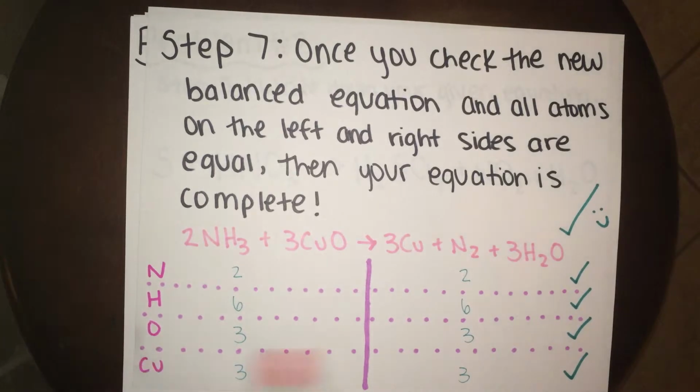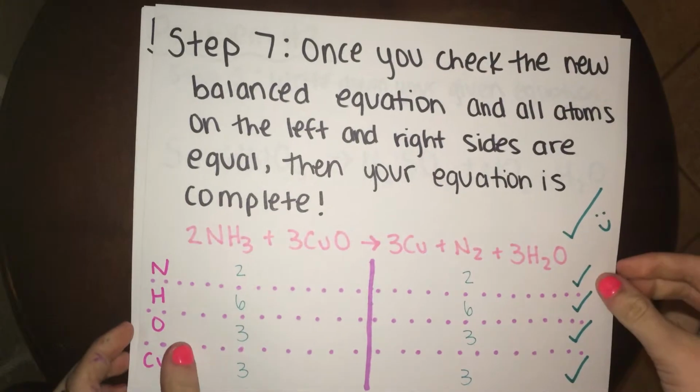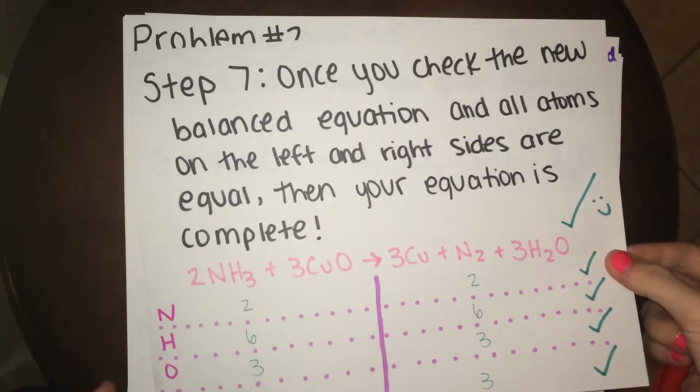But you always need to remember to do step 7, which is to check the new balanced equation, and if all atoms on the left and right sides are equal, then your equation is complete. So you have to make sure everything is equal. Here, there's 2 nitrogens on both sides, 6 hydrogens on both sides, 3 oxygens on both sides, and 3 coppers on both sides. So as all of these are equal, your balanced equation is complete and you have fully balanced your equation properly.